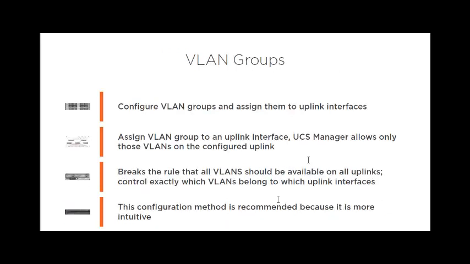So this is exactly what I was telling about VLAN groups. This is the recommended one. Configure VLAN group and assign them to the uplink interface. UCS Manager allows only those VLANs to the configured uplink. So this breaks the rule that all VLANs should be enabled on all uplinks. It controls exactly which VLAN belongs to which uplink. This configuration method is recommended because it is more intuitive. So we follow this method, not the disjoint method. Is that clear? The VLAN configuration and disjoining.